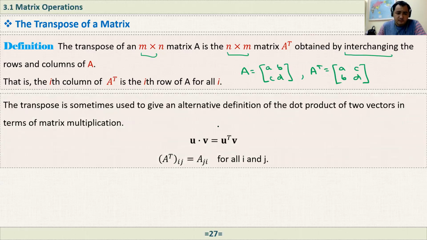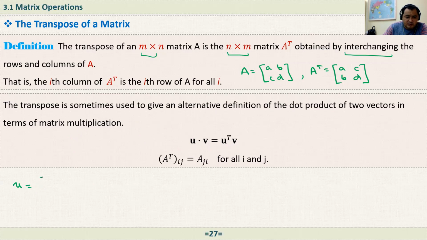Some examples. The transpose is sometimes used to give an alternative definition of the dot product of two vectors in terms of matrix multiplication. That is usually used in proving some theorems. If you take the dot product of u and v, it's just u transpose times v. These are vectors, and at the same time we can consider them as matrices. So u dot v is just u transpose times v.